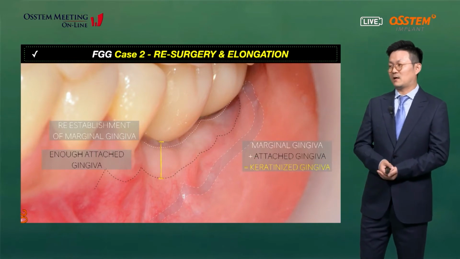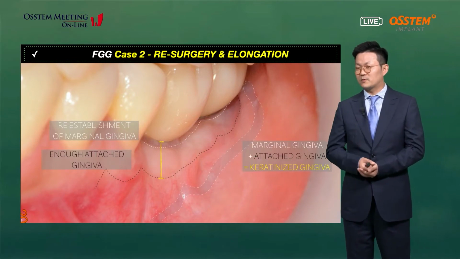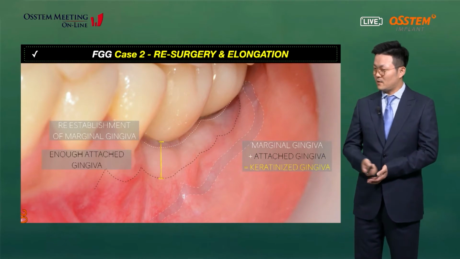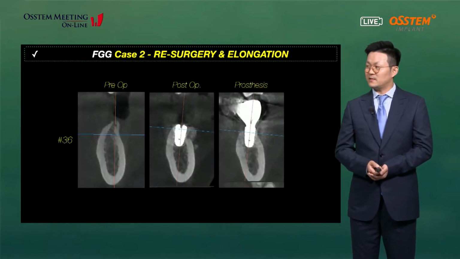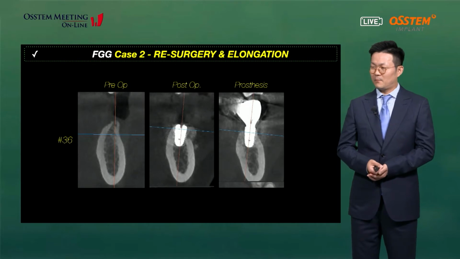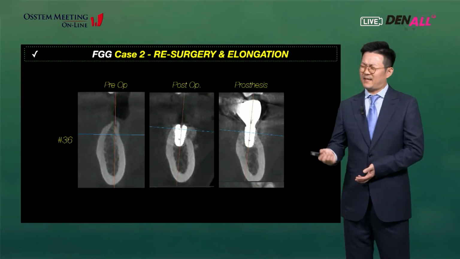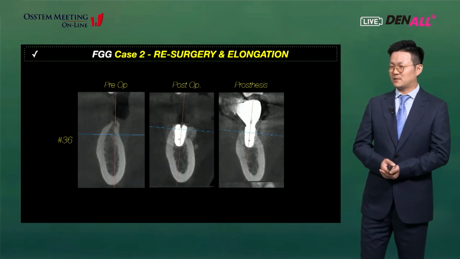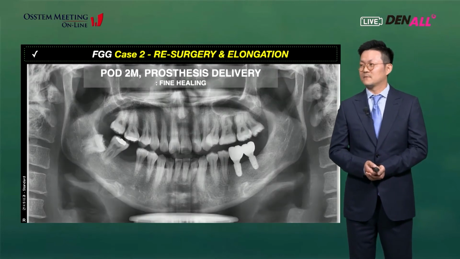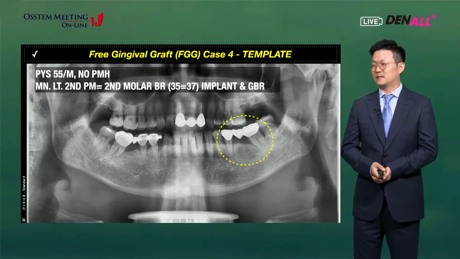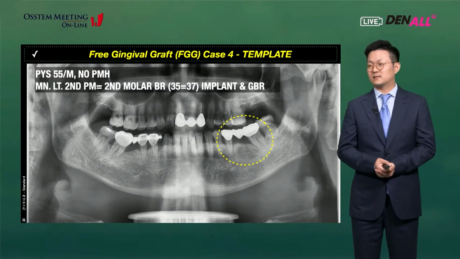Fine buccal attached mucosa regaining was done. In the CT scan, the bone regeneration was poor. I think that this patient was a heavy smoker. Anyway, I finished this case like this. This is another case.